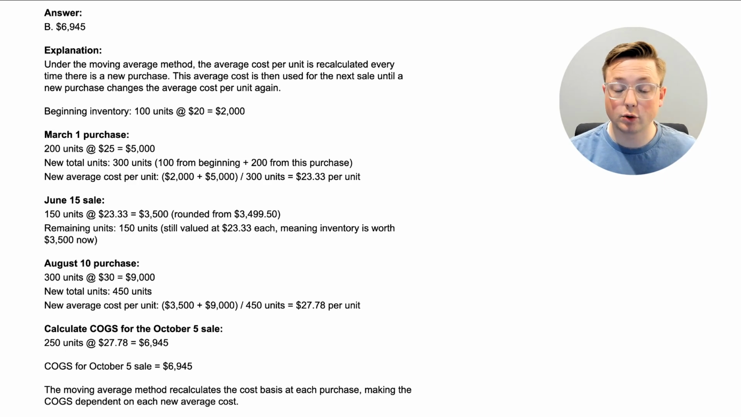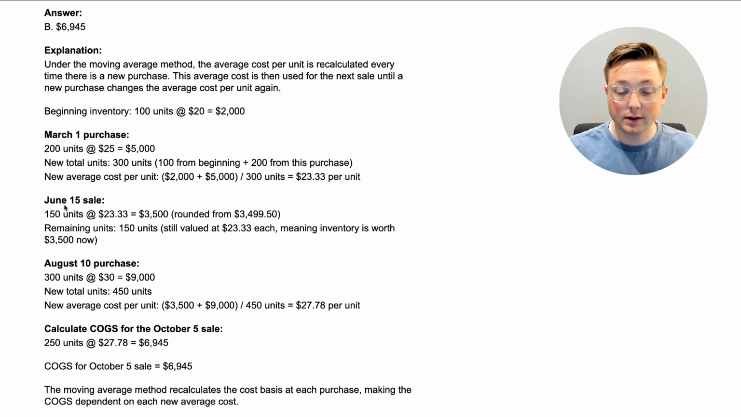So we start with beginning inventory of 100 units at $20 each. That's $2,000 of inventory. On March 1st, they purchased 200 more units at $25 each, and if you multiply that, that's $5,000. So now the new total is 300 units. And the new average cost per unit is this $2,000 plus this $5,000 divided by the new total units. So $7,000 divided by 300 units gives us $23.33 per unit. So right now, the average per unit as of March 1st is $23.33 per unit.